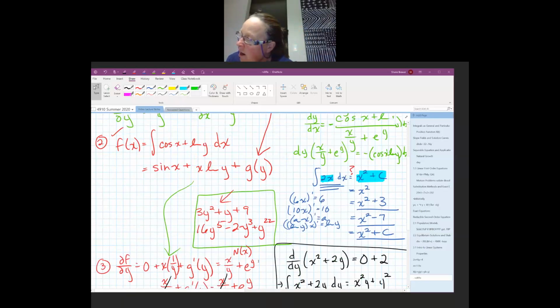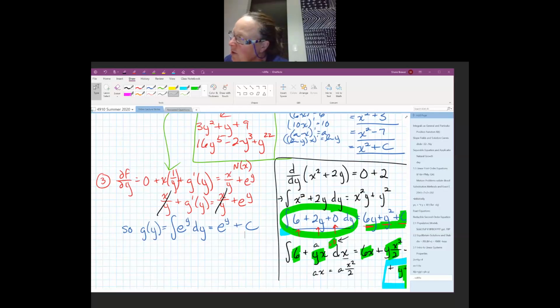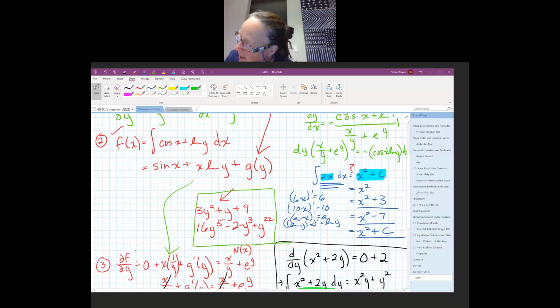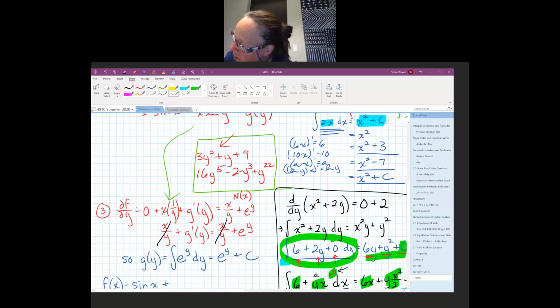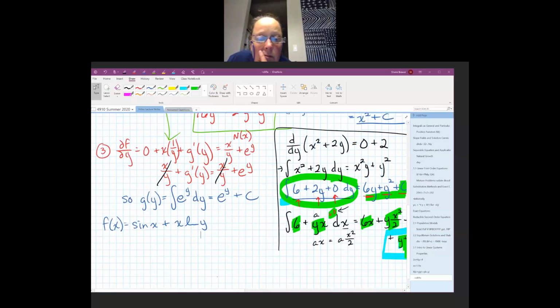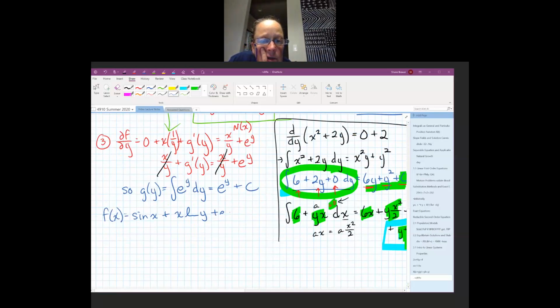Okay, now, because we found f up above, if I could find it, there it is. So is the answer sine x plus x times the natural log of y plus e to the y plus c?